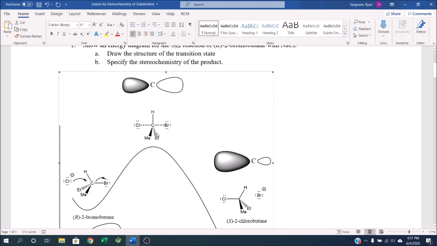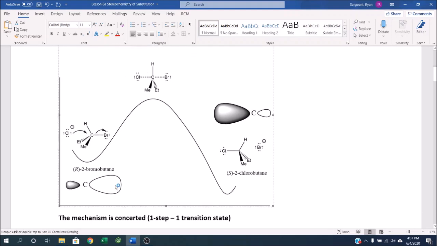The flattening out of the center 3 groups coming off that carbon are what lead to that inversion of the stereocenter. Specify the stereochemistry of the product, so I went from R to S. And again, that's a common feature of these SN2 type reactions.